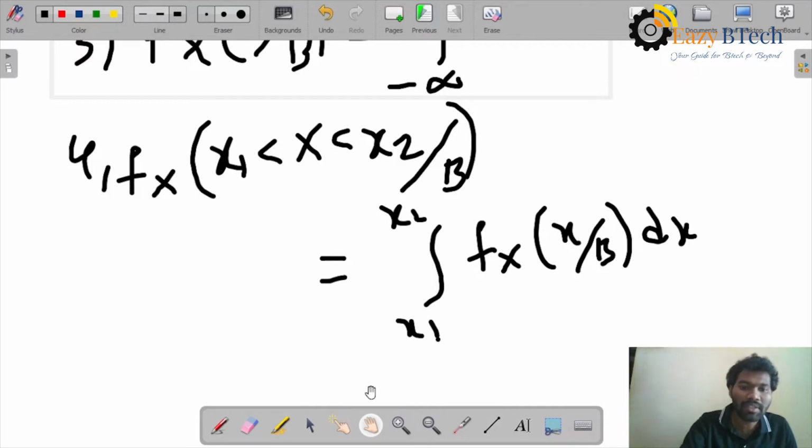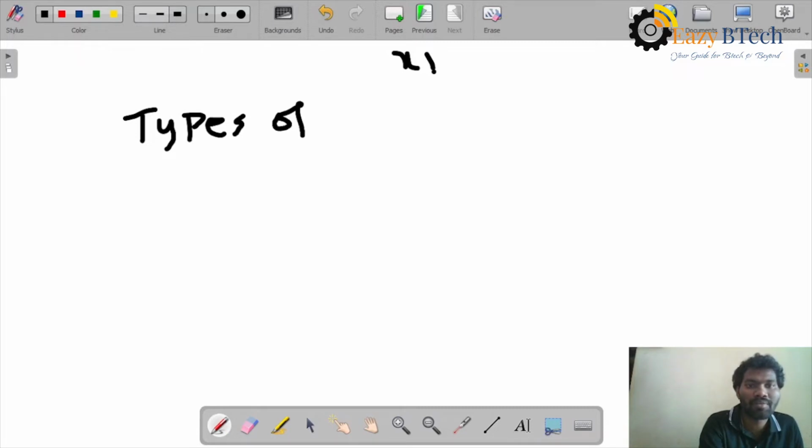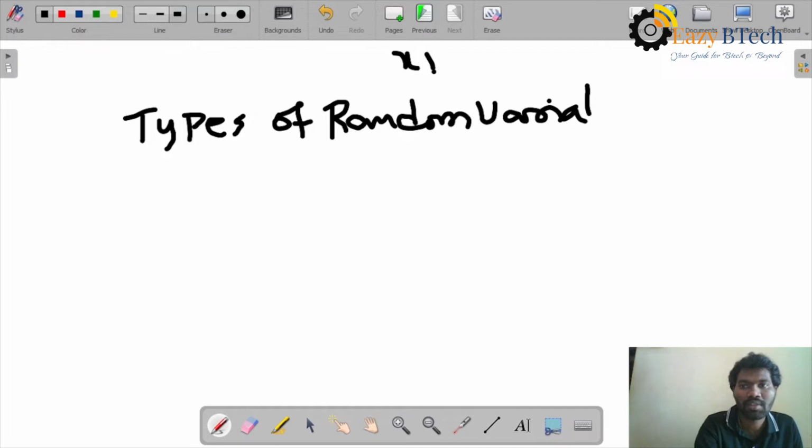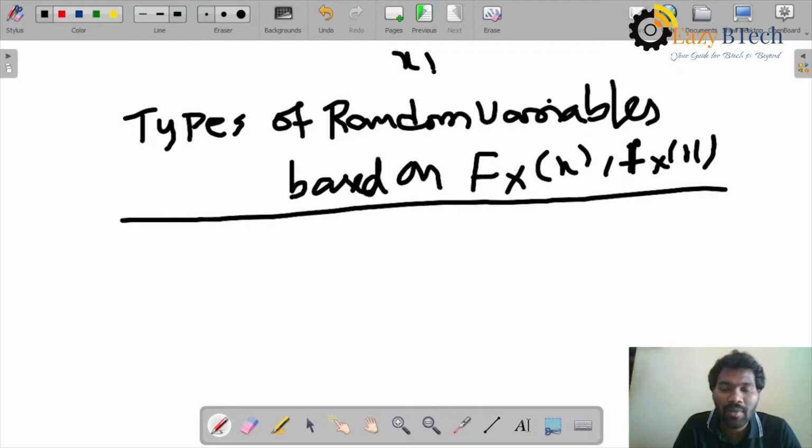So the next concept is types of random variables, based on the distribution function and density function. That is different. We already know types of random variables like continuous random variable, discrete random variable, mixed random variable. So those are different and these are different.